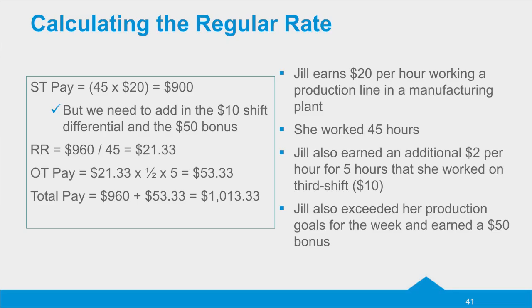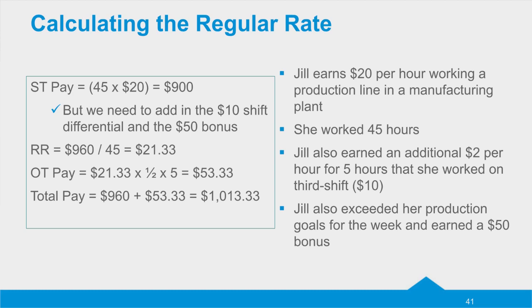All right, so let's do a quick example just so we can illustrate what we're talking about when we're talking about the regular rate. So let's say Jill earns $20 an hour working on the production line in a manufacturing plant. She works 45 hours. She also earns $2 an hour for 5 hours when she worked the third shift. So she has a shift differential. And she exceeded her production goals for the week, so she earned an extra $50 bonus.